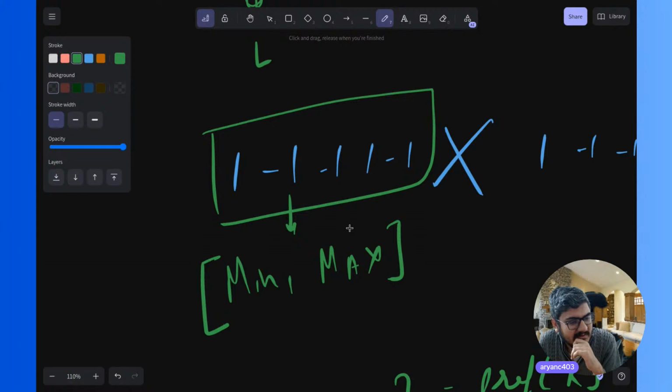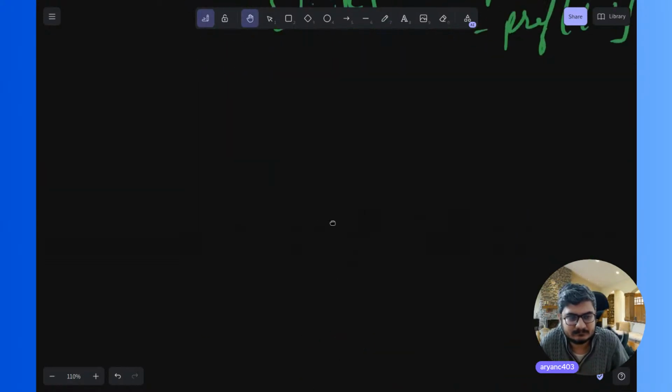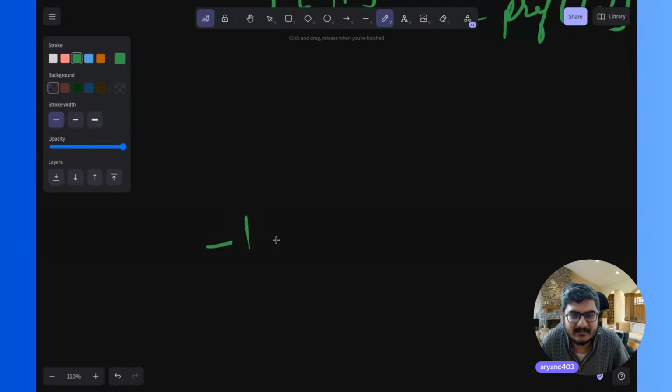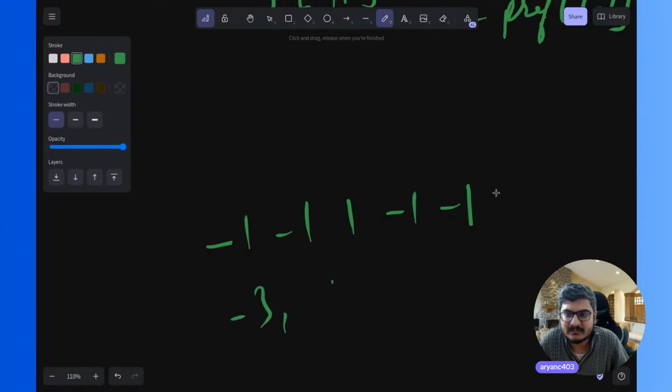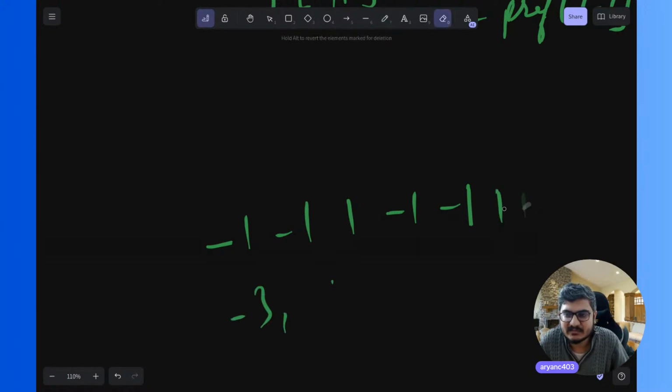Would longest consecutive 1 and longest consecutive minus 1 work? No, that should not work. For example, look at minus 1, minus 1, 1, minus 1, minus 1. The minimum sum you can get is minus 3, and the maximum sum you can get is 1.